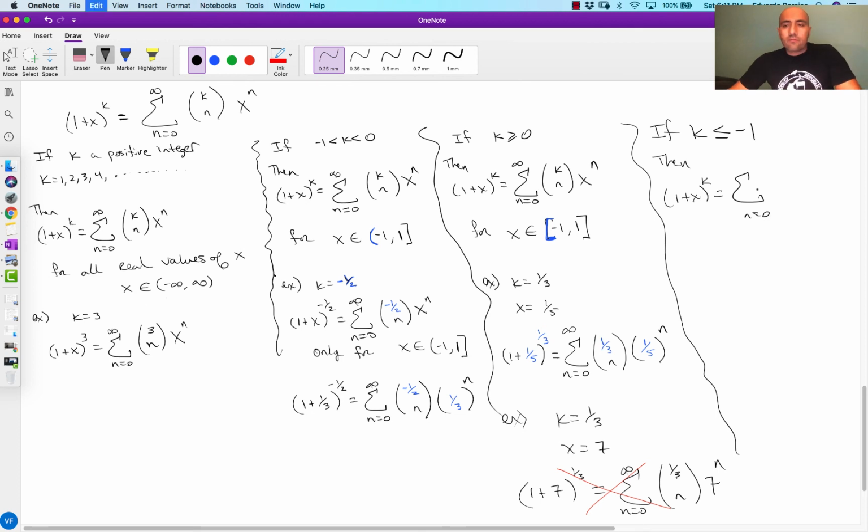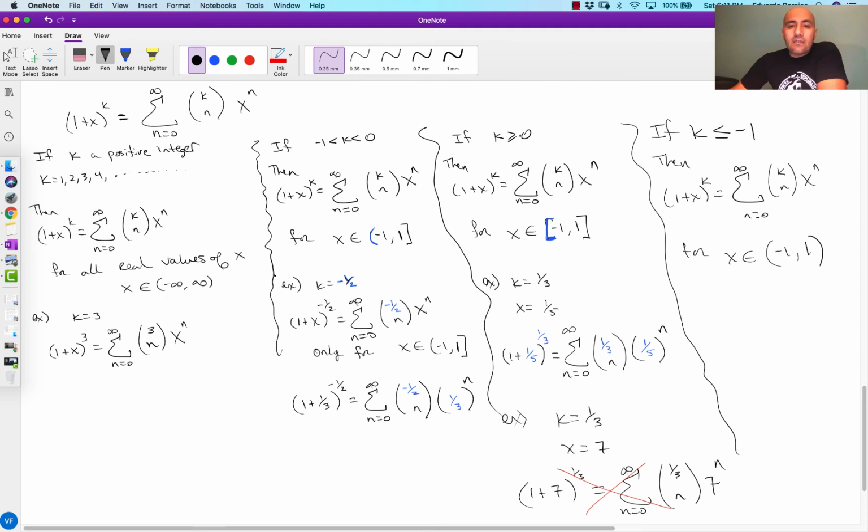and goes from 0 to infinity of k choose n times x to the nth power. And this is going to be true for x being a member of -1 to 1. Okay, so no endpoints. So if k is some negative value that's strictly less than or equal to -1, it's valid just in this set.